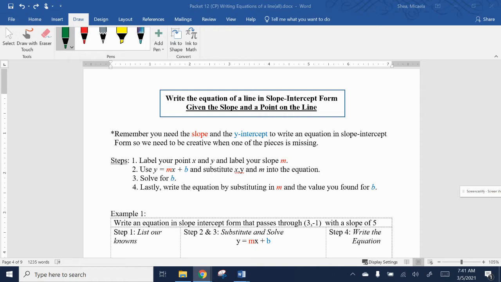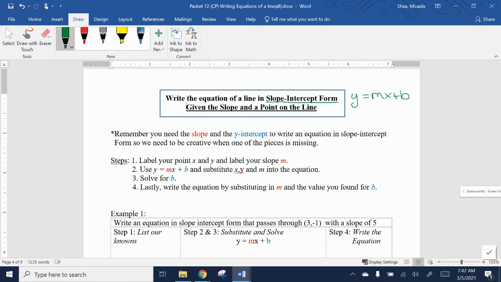Packet number 12 is about writing equations of a line, and we had talked about if they gave us directly the slope and the y-intercept, how we could substitute in last class. And also if they gave us a graph, we could identify the slope and the y-intercept and write the equation. Today, we're going to be writing our equation in slope-intercept form, which you'll remember is y equals mx plus b.